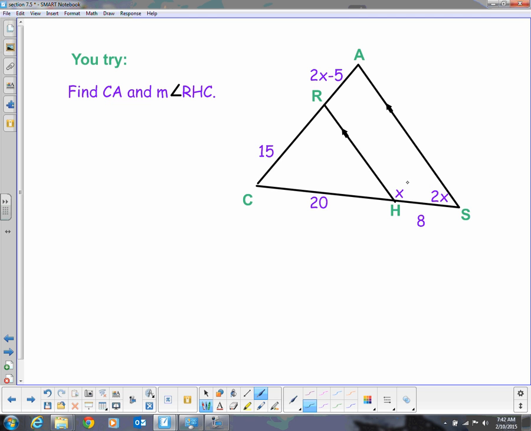How are we going to find x? What's the relationship between those two angles? Same side. What is same side? They add to 180.